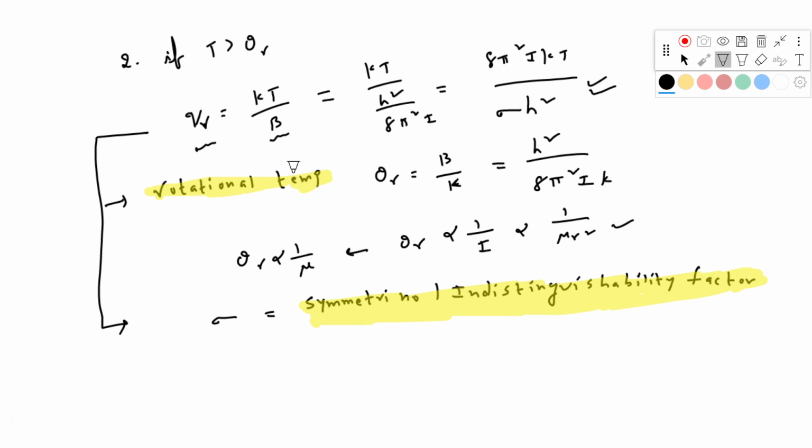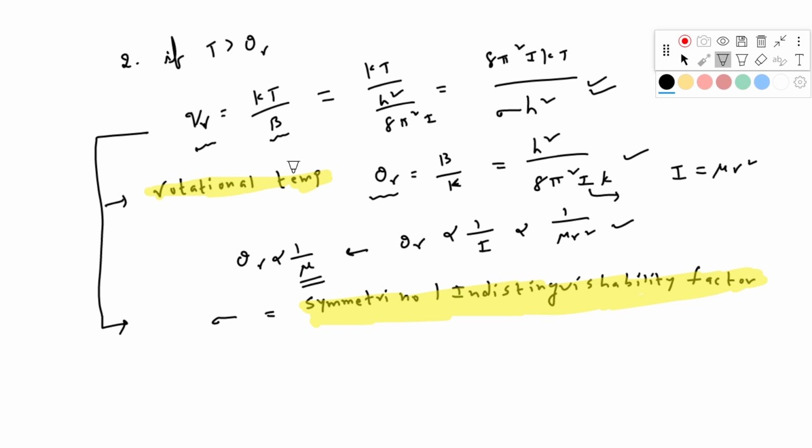Next, rotational temperature. The rotational temperature is indicated by theta r equal to B, the rotational constant, over k, Boltzmann's constant. If I put the B value here, h square by 8 pi square I, then I will get this formula. If you observe here, moment of inertia I equal to mu r square. So from this formula, I can have the relation: rotational temperature is inversely proportional to the reduced mass. If mass increases, rotational temperature will decrease. If mass decreases, rotational temperature will increase. Next, theta r is inversely proportional to I, the moment of inertia. If moment of inertia increases, rotational temperature decreases.